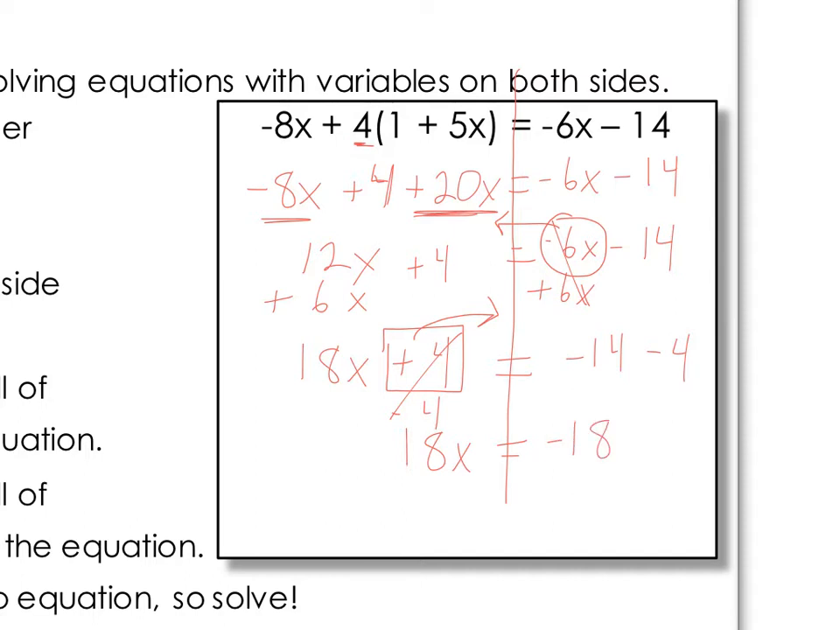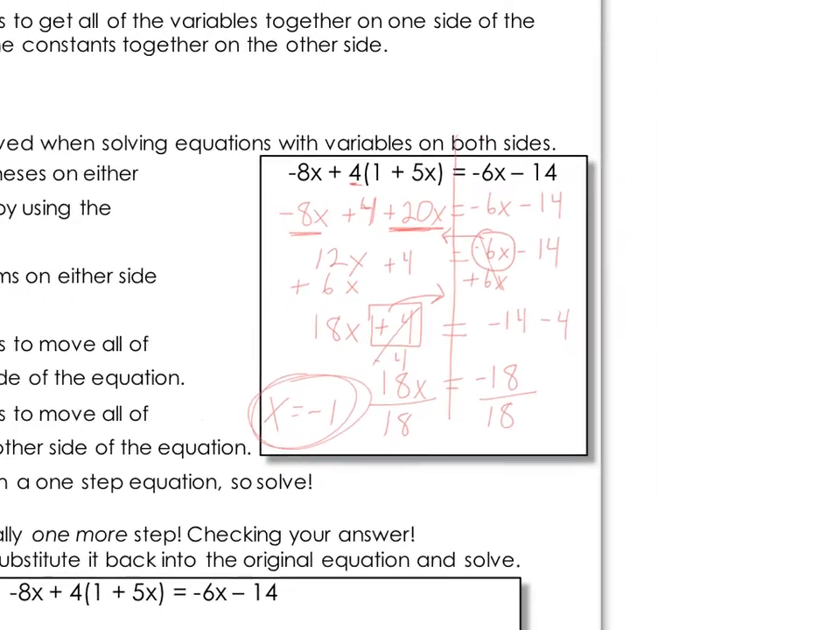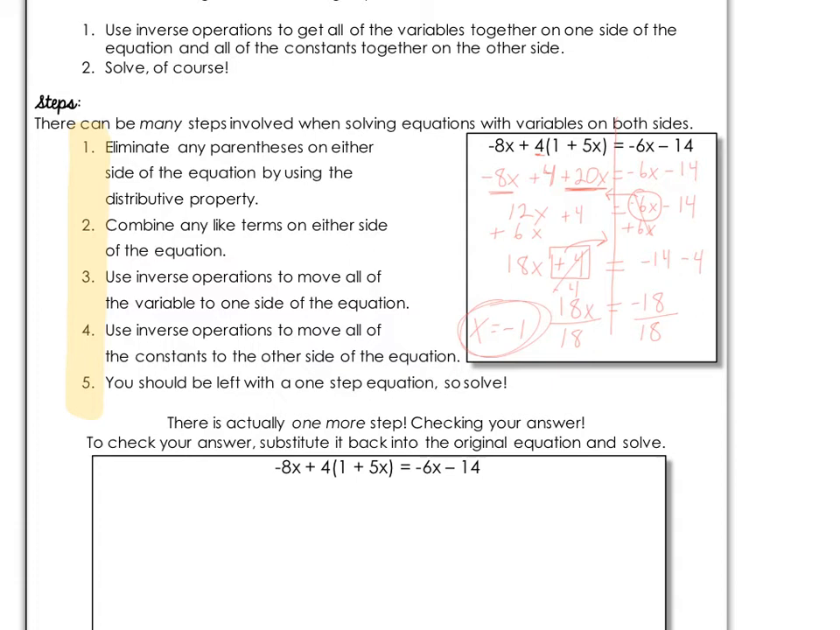Alright, we're home free now. Divide by our coefficient. As I run out of room, x is equal to negative 1. There we go. Okay, so a few more steps in there. Alright, slow down, take your time.